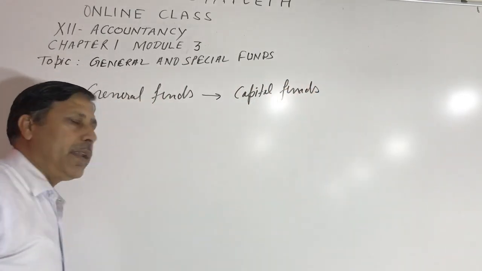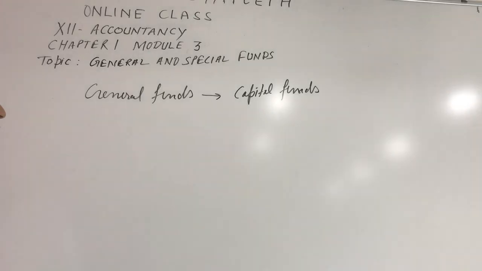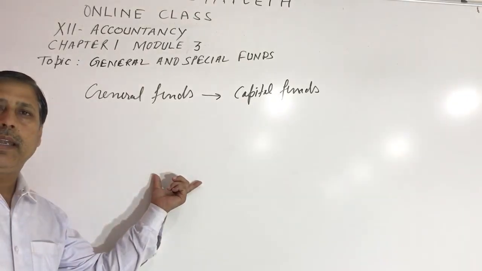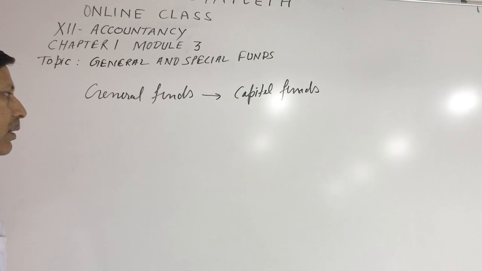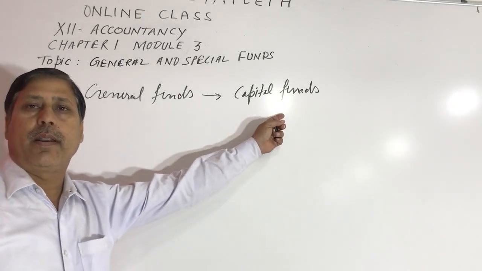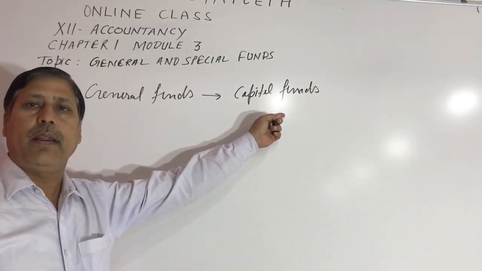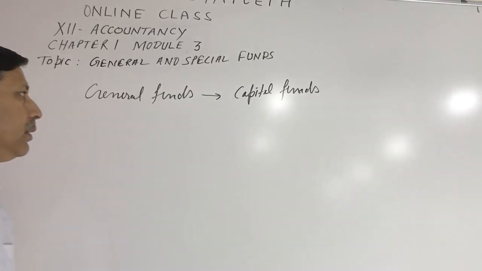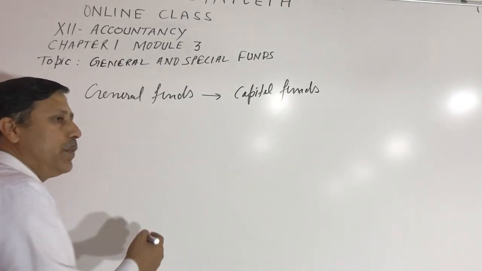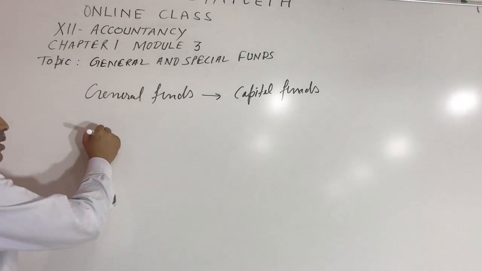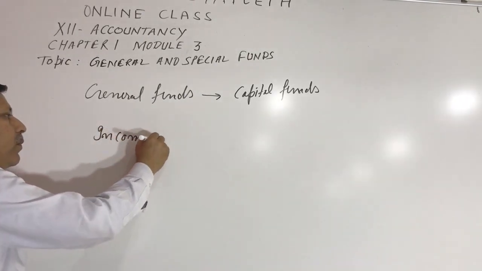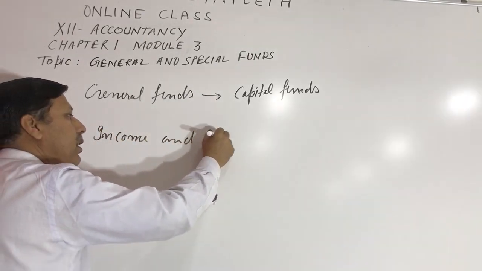In an NPO, we prepare the balance sheet and take the difference between assets and liabilities. Assets are more than the liabilities, and the difference is known as the capital fund. In the opening balance, we take the capital fund and add any surplus or deficit, which we prepare with the help of the income and expenditure account.